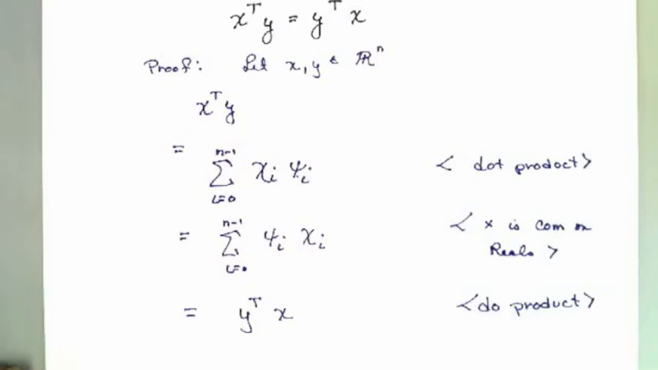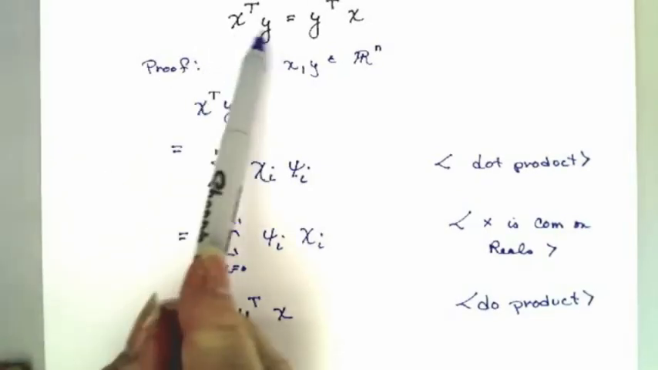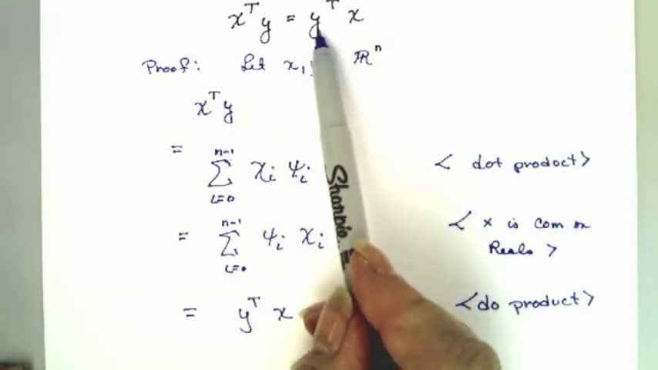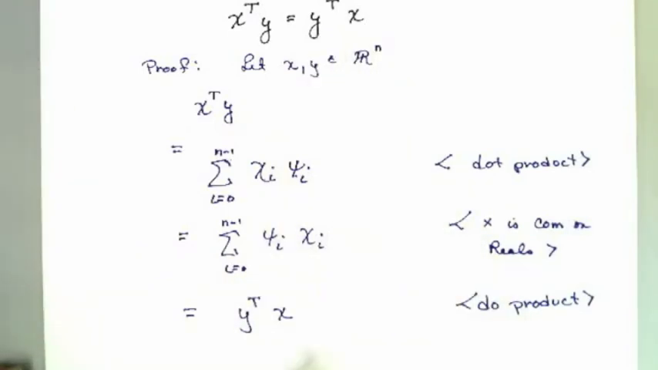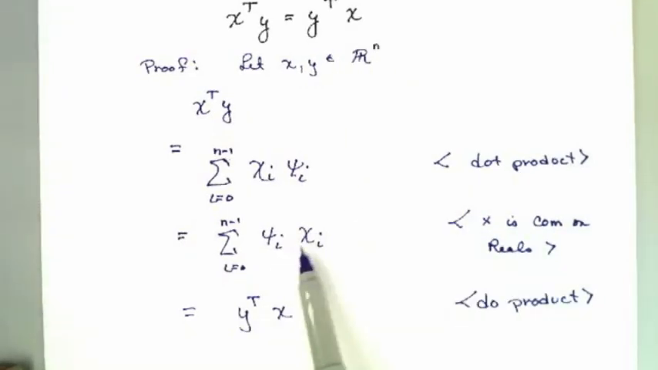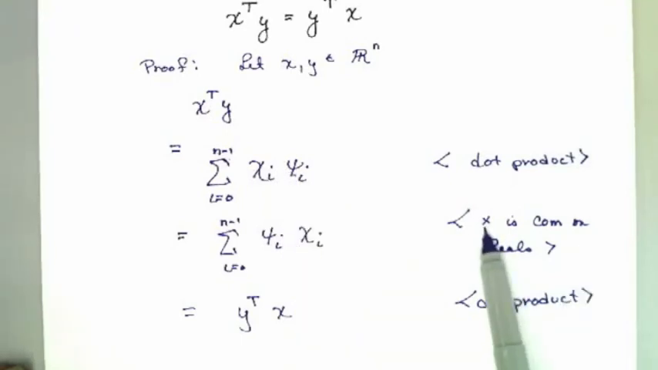Now, actually, how did I know this is my proof? What I did was I started with the definition of dot product for the left-hand side. And actually, in my mind, I looked at the definition of dot product for the right-hand side. And then I noticed that these two were equal by multiplication being commutative on reals.